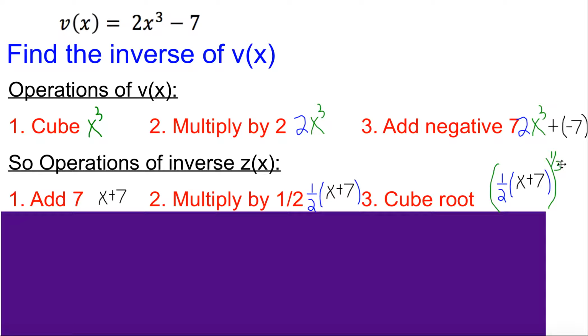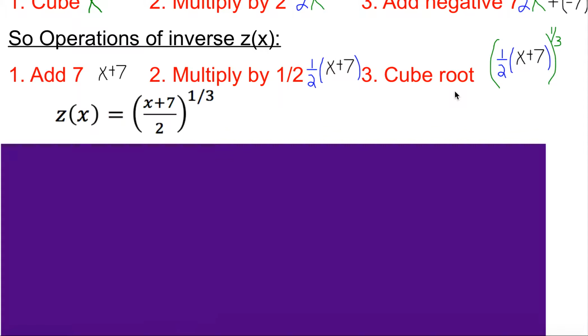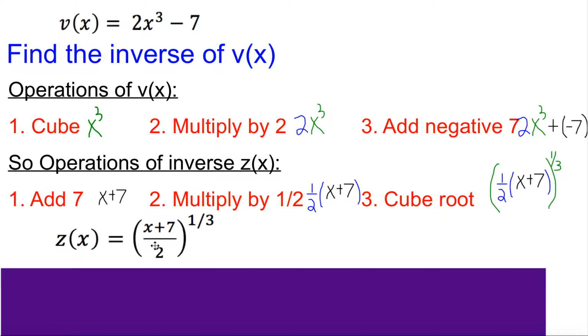Now, I wrote this with a power here of a fraction. We could do this, or we could also write it using a radical with an index of 3. And so we take that, slide this up, and we could also write it this way.